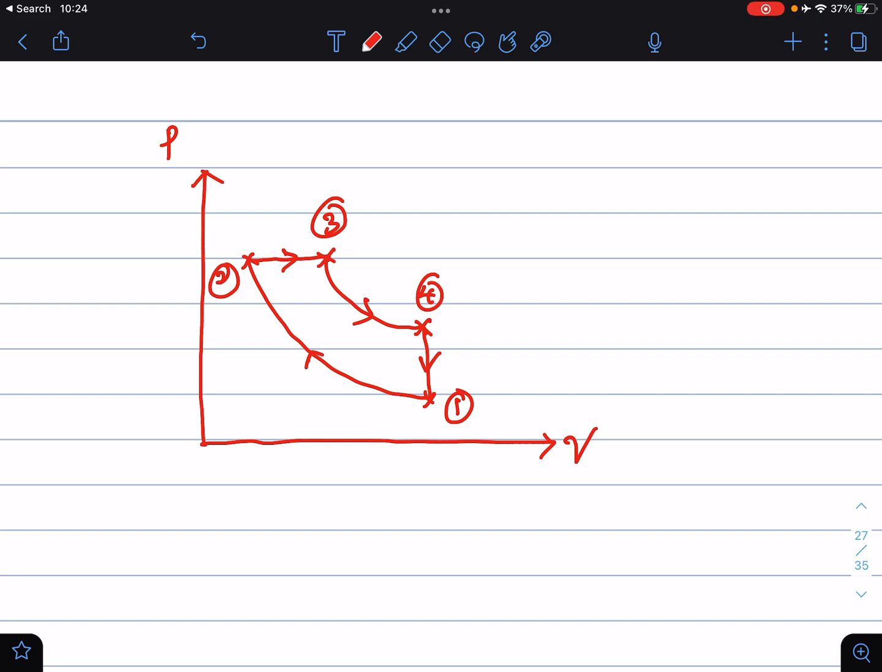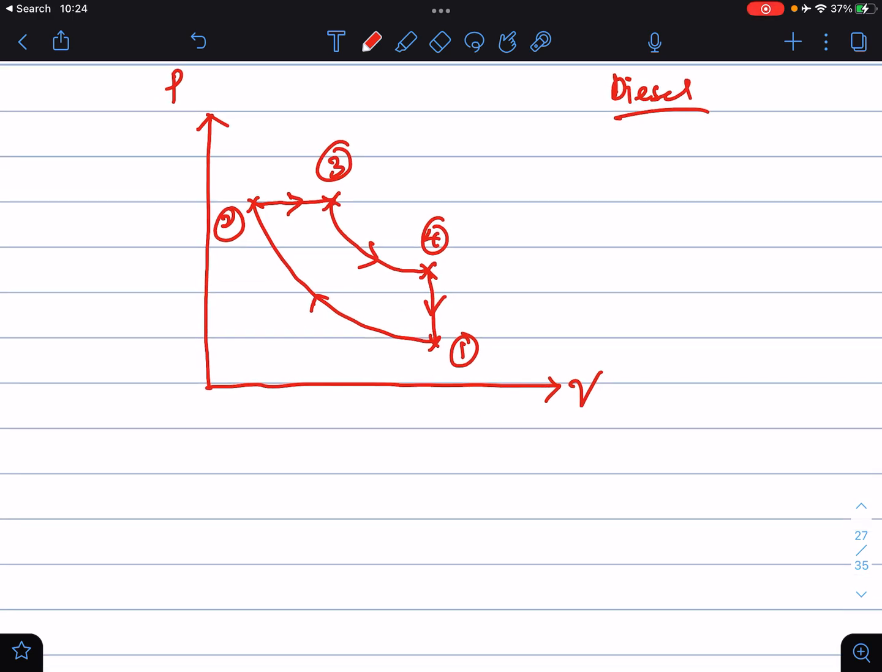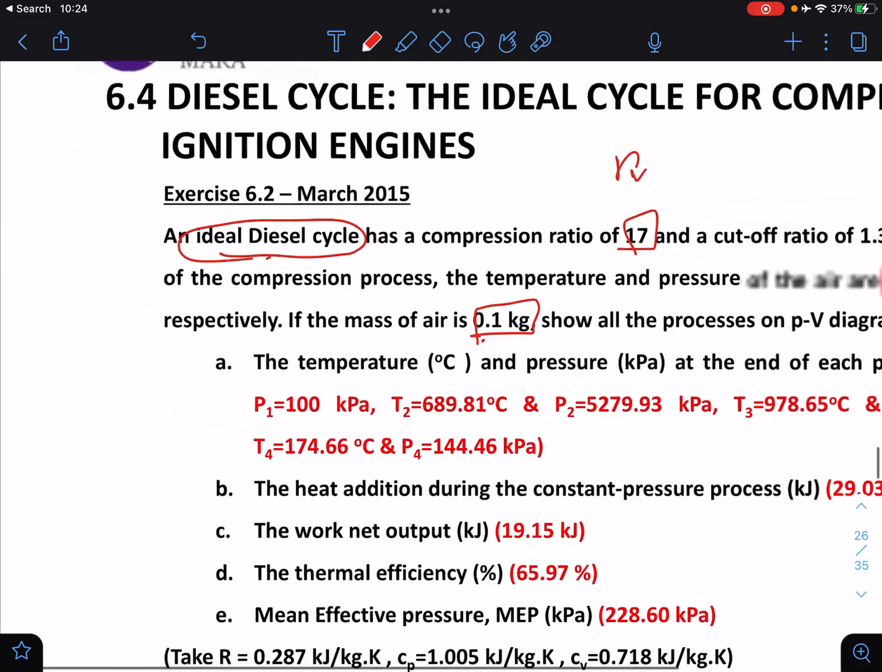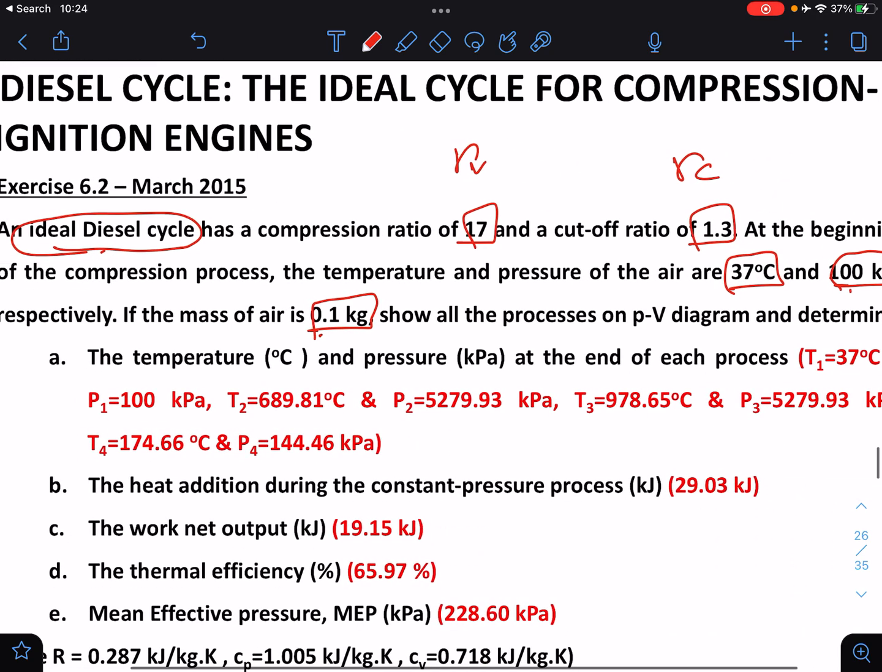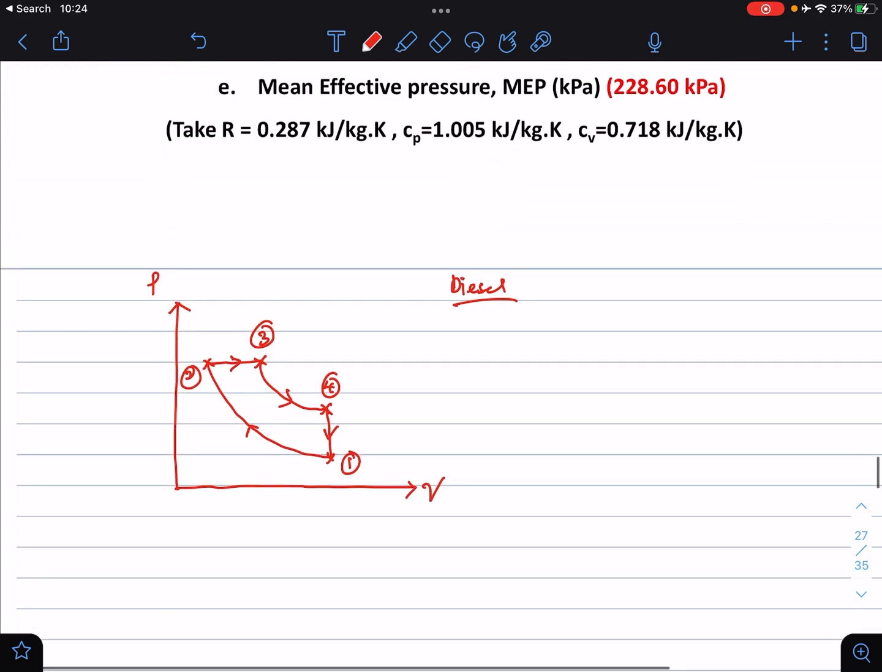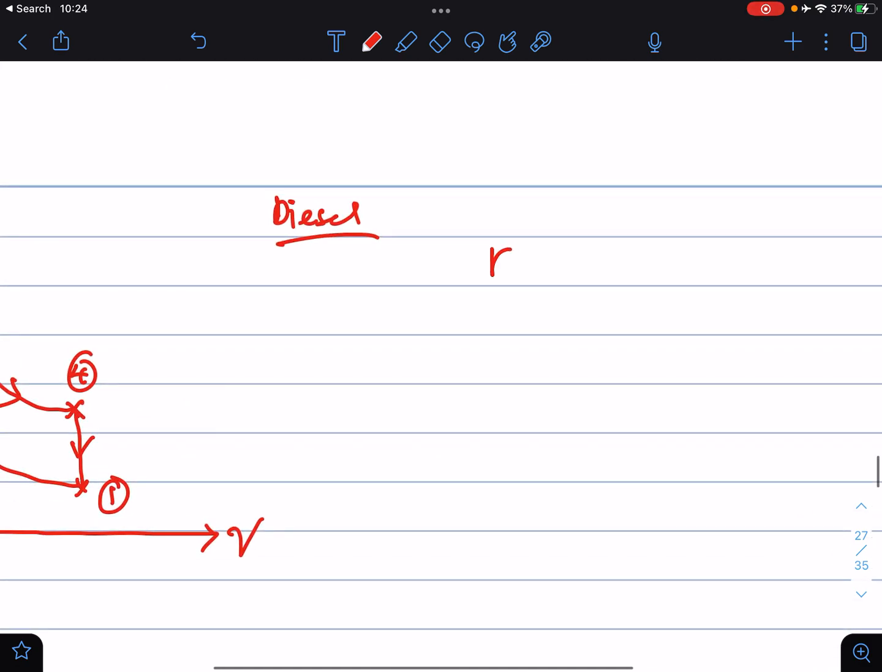This diesel cycle PV diagram is the same whenever you face a diesel cycle. This is the only PV diagram that you need to know. Now put all of the information from the question here. For example, here we have the compression ratio RV, which is equal to V1 over V2. This is equal to 17.